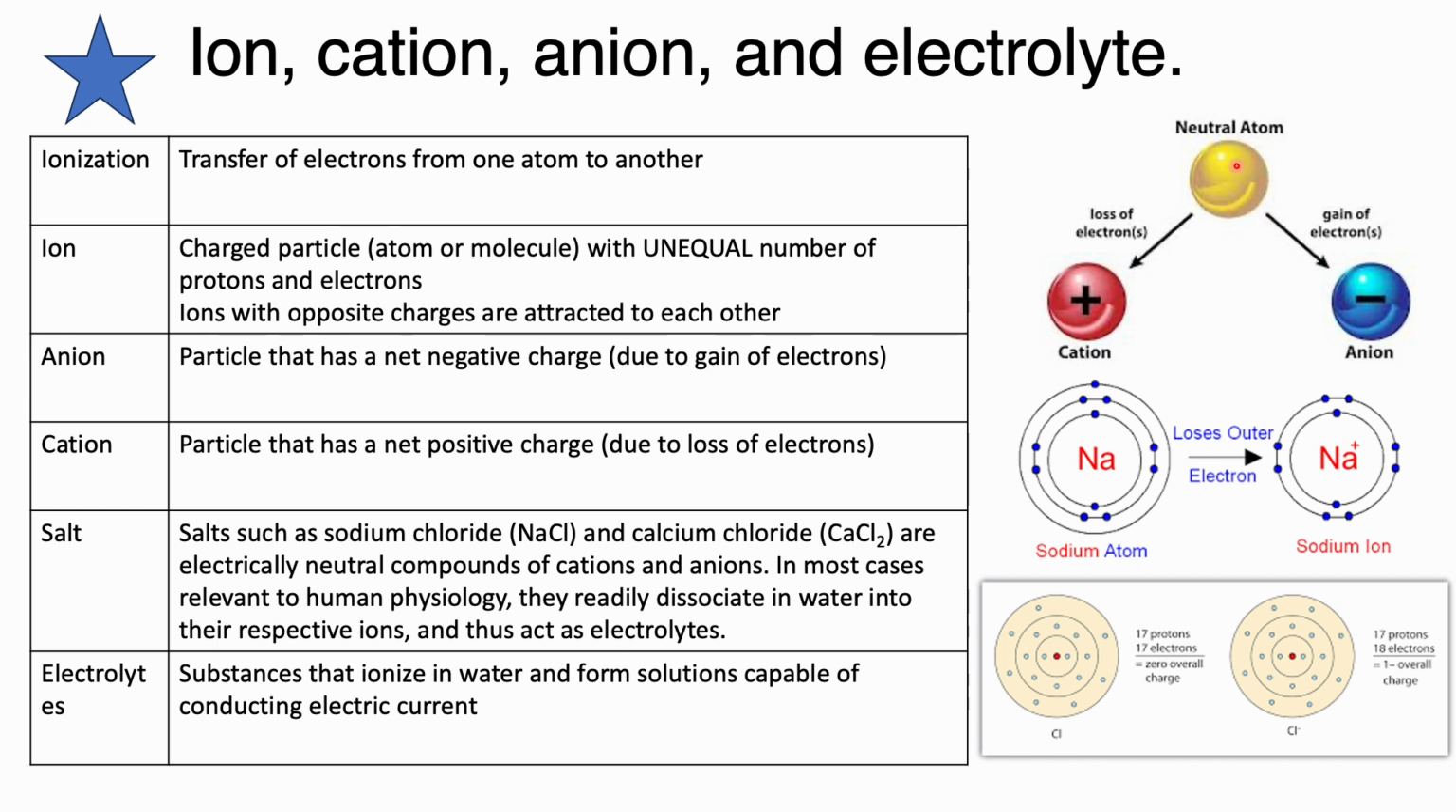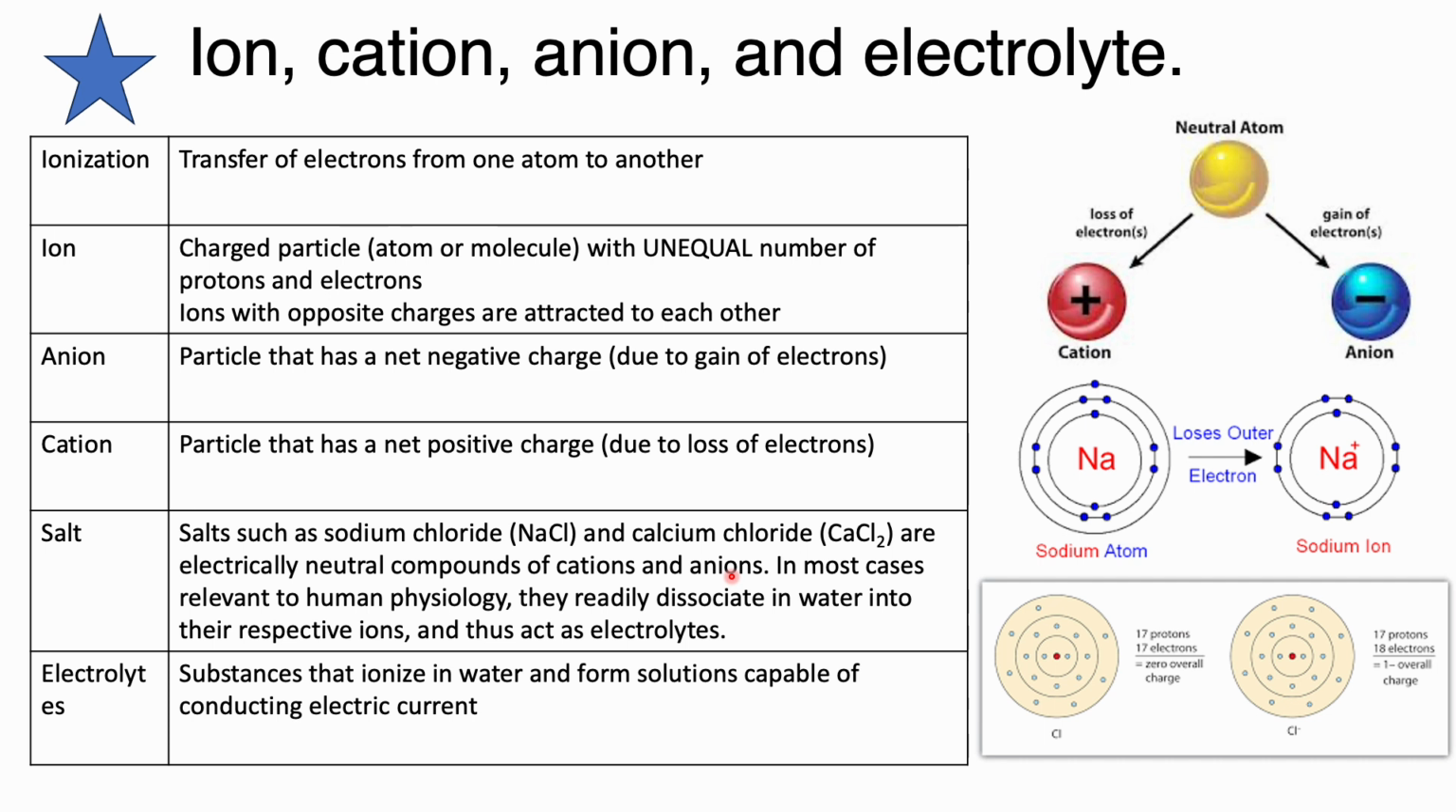So here we have a neutral atom. When it loses electrons, it loses negativity. It becomes a cation with a positive charge. And here we have another neutral atom. It gains electrons. Now it is an anion with a net negative charge. Salts such as sodium chloride and calcium chloride are electrically neutral compounds of cations plus anions.